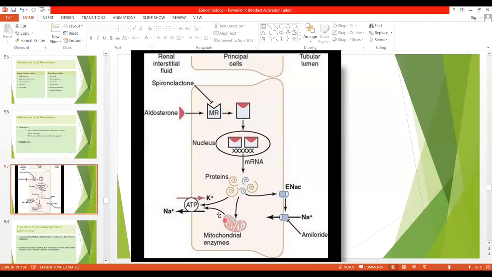So this is all about the mechanism of action of aldosterone.